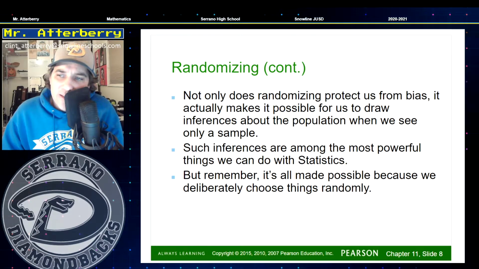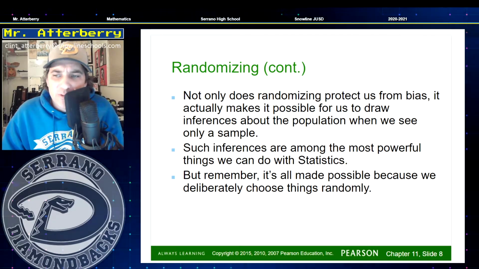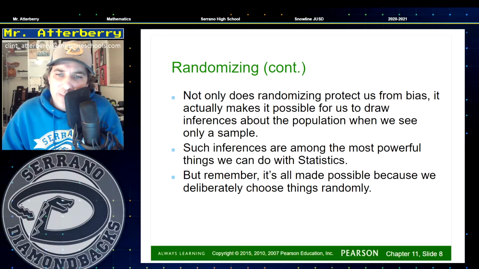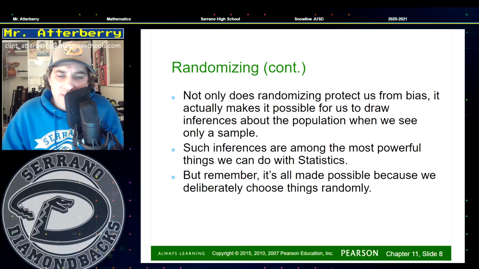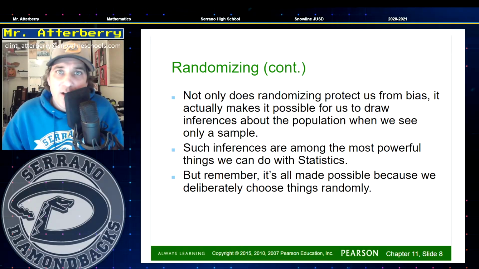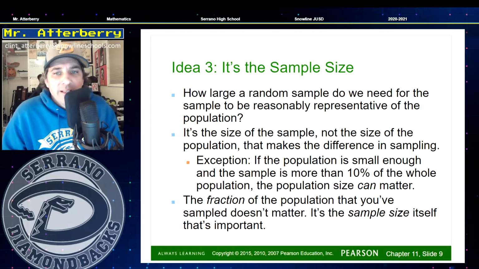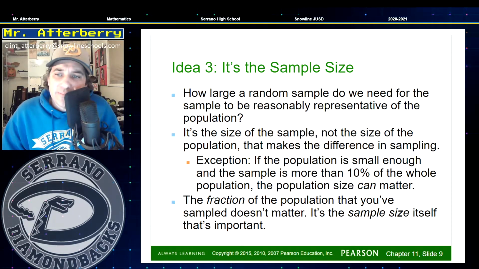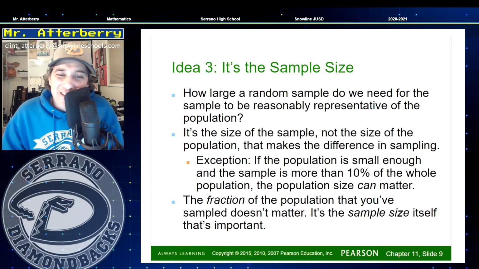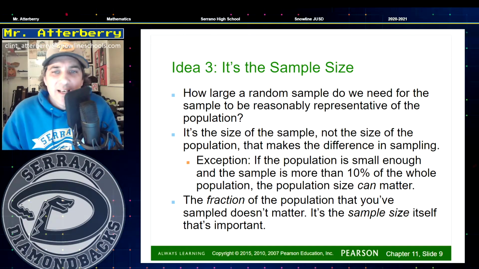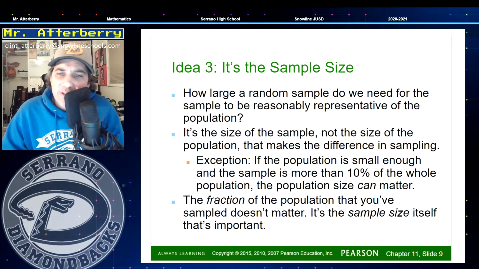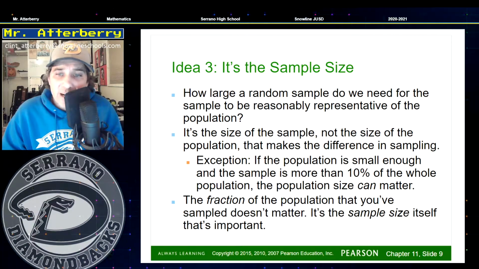Not only does randomizing protect us from bias, it actually makes it possible for us to draw inferences about the population when we see only a sample. Such inferences are among the most powerful things we can do with statistics. But remember, it's all made possible because we deliberately choose things randomly. How large a random sample, it's the sample size, is the big idea for number 3. Okay, so big idea number 3 is the sample size. How large a random sample do we need for the sample to be reasonably representative of the population?